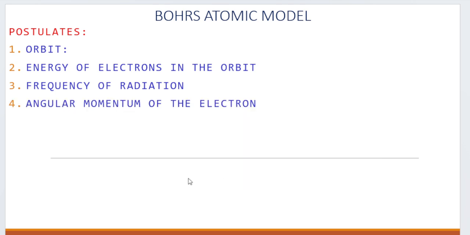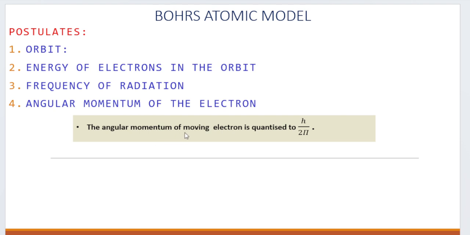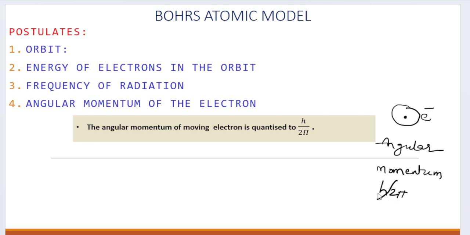Next, fourth postulate is angular momentum of electron. The angular momentum of the moving electron is quantized. This is the center of the nucleus, and the electron is revolving around the nucleus, so it exhibits angular momentum, which is quantized to h by 2 pi.